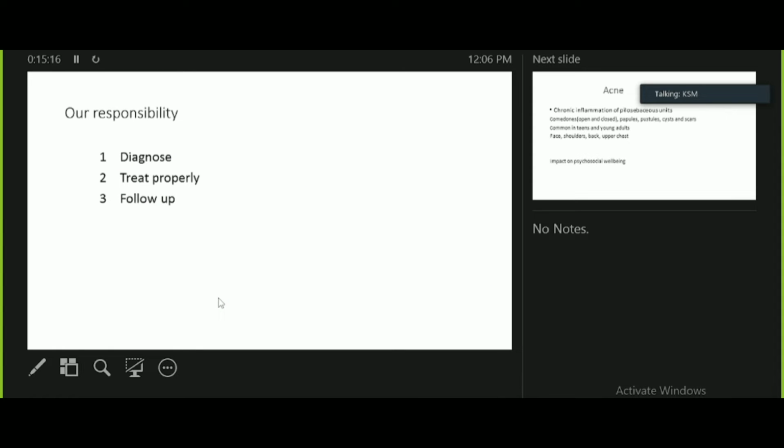Okay, so what's our responsibility? Confidently diagnose the tinea infection, and be smart when you treat the patients. Treat them with a proper drug for a proper duration. And also don't forget to follow them up and see whether there's complete response, whether there's recurrence, and whether there are any side effects of drugs.